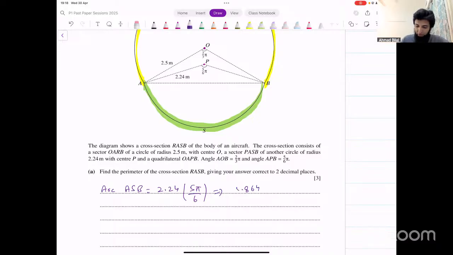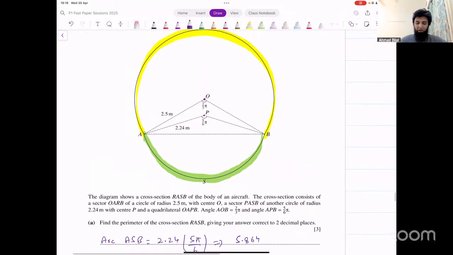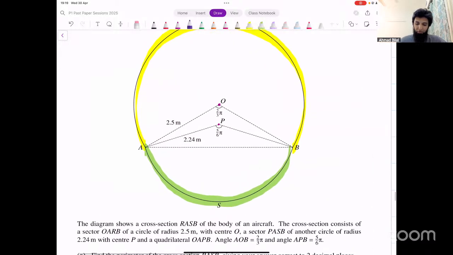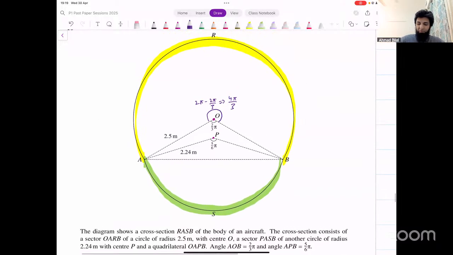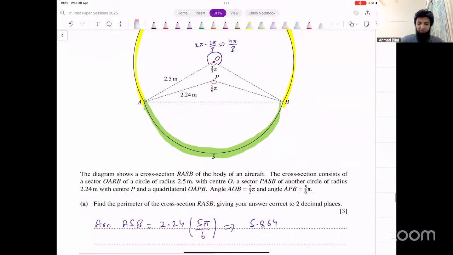And then the yellow one, what would that be? Now, do we have the angle for that? We have this angle. This is 2 pi over 3. So what's the outer angle going to be, on the other side? It's going to be 2 pi minus 2 pi over 3. What does that turn out to be? 4 pi over 3. So that's the angle for that bigger arc, the yellow arc.